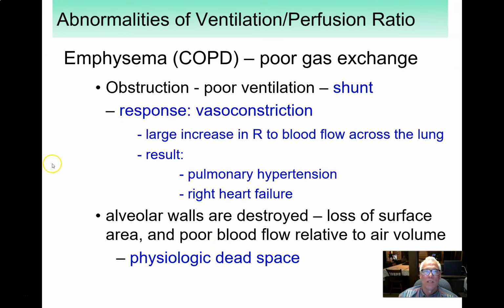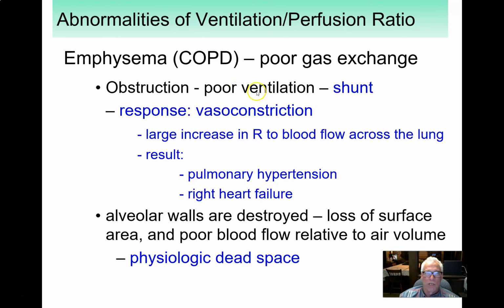How about abnormalities of ventilation and perfusion? Emphysema, obstructive disease, chronic obstructive pulmonary disease. That's the name that's usually given to people that have emphysema, because usually they also have bronchitis, inflammation in the lungs. Anyway, people that have COPD have poor gas exchange. They have very poor ventilation. They can't breathe in and out adequately. It's very hard to expire air. It's called air trapping. So they don't ventilate well at all.